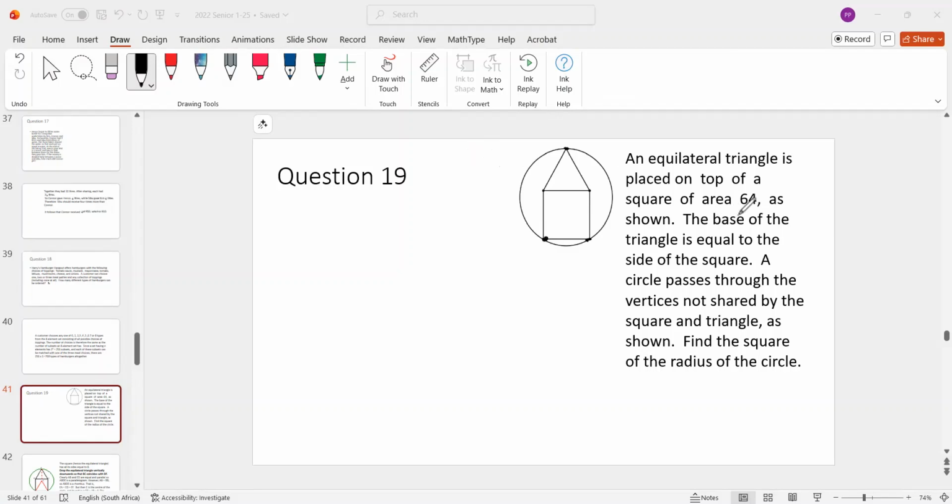Well, it's given that the area of the square is 64. So you've got a square which is 8 by 8, and on top of that you draw an equilateral triangle. All the sides are 8.